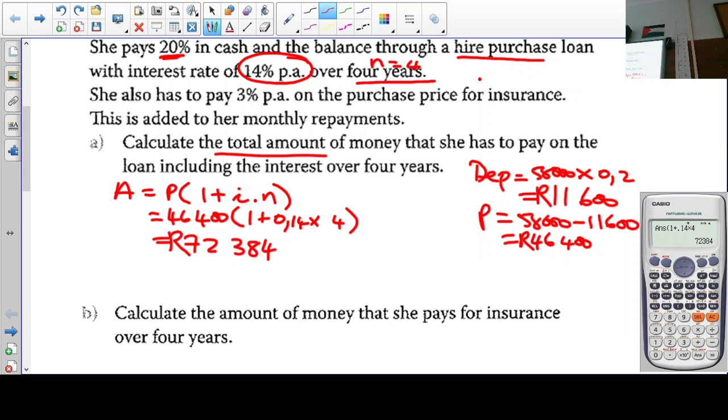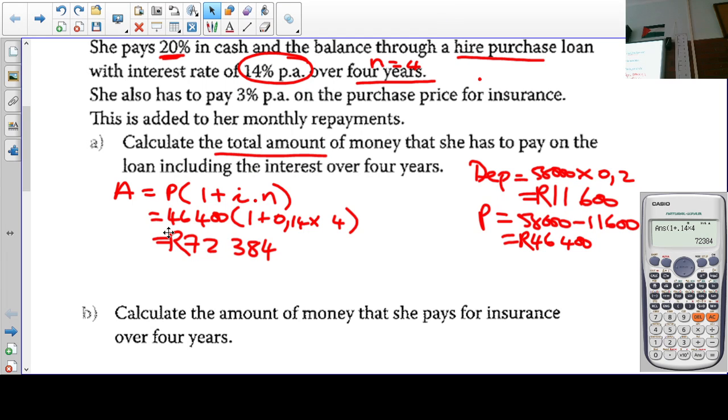This is the question again. Calculate the total amount of money that she has to pay on the loan, including the interest rate over 4 years. You all agree with that? No. You haven't answered the question. Because it says calculate the total amount of money that she has to pay on the loan, including the interest. No, on the loan, yes, it's good. No?